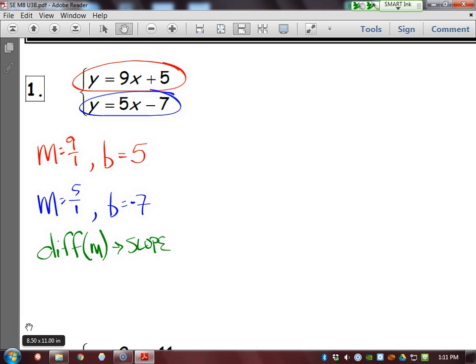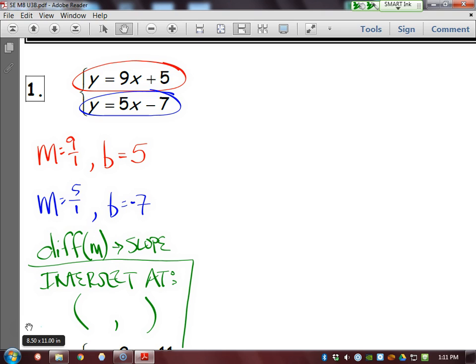Okay, so if we have different M's or slopes, what does that mean? That they intersect. Okay. And our job is to figure out where they intersect at. So this is where we're going to put our answer. Okay, so we have to come up with some points and try this, and we don't have a graph to go on or anything. So we're going to have to keep track of some stuff.